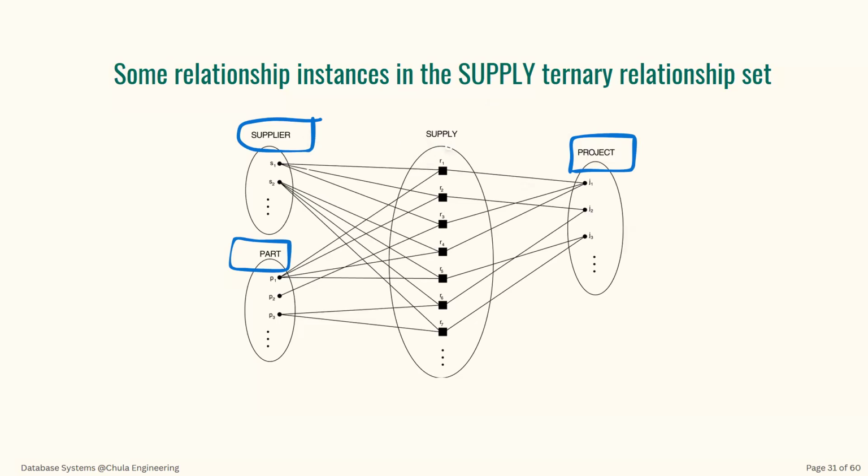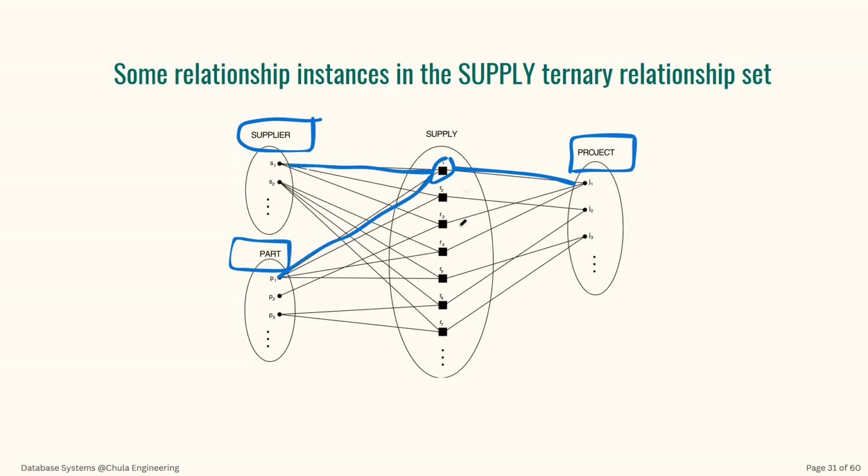It depends. It could be one to one, one to many, or many to many. It depends on how they are related. For example, if you have one project, and the part comes from the same one, it could be one to one as well. But if supply number one is related to only one supplier, for one project, and only one part, then it is one to one.